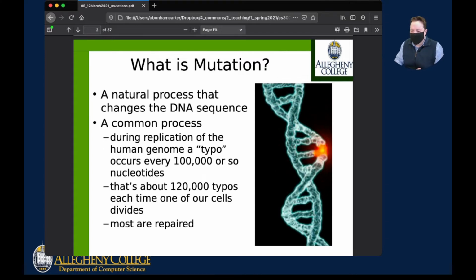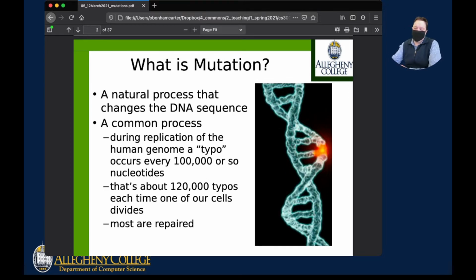Anyway, I wanted to say that during replication of the human genome, a typo may occur fairly regularly. And by regularly, I mean basically every 100,000 or so nucleotides. Now, 100,000 seems like a big number, but in the space of DNA, 100,000 is really not that big at all. That's like the number of cells that you might kill just by snapping your fingers.